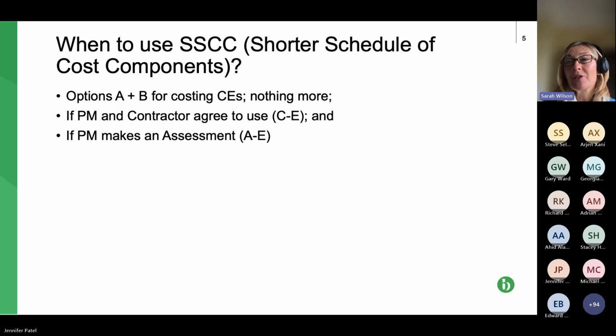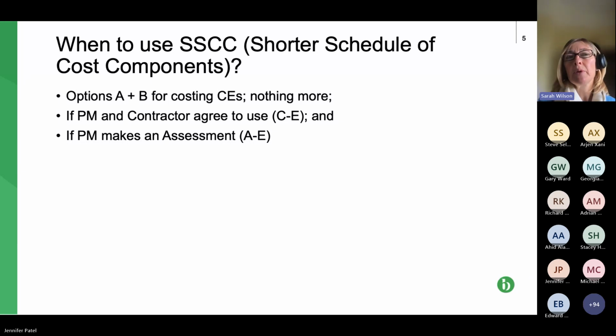Where there are a lot, I suspect this can be make or break in terms of whether a project is profitable or not. So that's predominantly when you would use the shorter schedule. There are two other situations where you could use the shorter schedule.